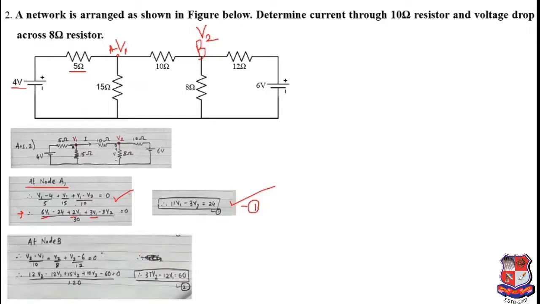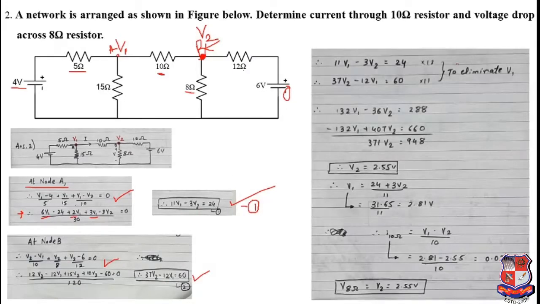Okay. Similarly at node B, so we will take this as reference. So this reference node will be the highest value of node. So V2 will be V2 minus V1. So now when we consider node V2, so it will be of higher polarity. So (V2 minus V1) divided by 10, V2 by 8 and plus (V2 minus 6) by 12. So this will be equals to 0. So if you take the LCM, you will get this second equation. Okay. Now what to do after getting these two equations? You know that there are two unknown variables and you have two equations. So now you can find both V1 and V2.